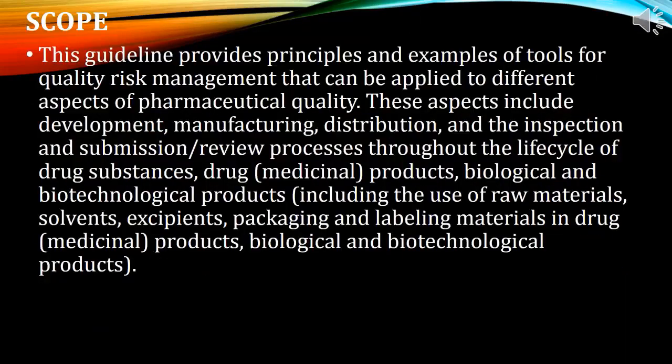Scope. This guideline provides principles and examples of tools for quality risk management that can be applied to different aspects of pharmaceutical quality. These aspects include development, manufacturing, distribution, and the inspection and submission/review processes throughout the life cycle of drug substances, drug, medicinal products, biological and biotechnological products, including the use of raw materials, solvents, excipients, packaging and labeling materials in drug, medicinal products, biological and biotechnological products.